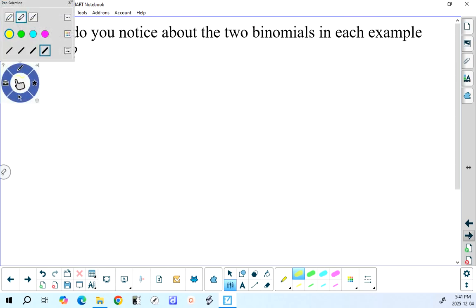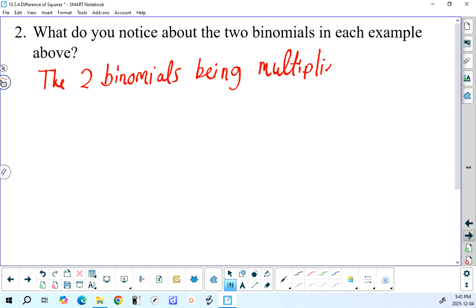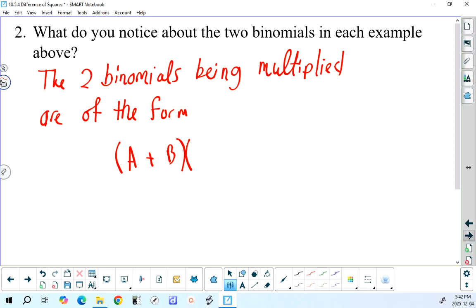So, the binomials, we can write it this way. The two binomials being multiplied are of the form something plus something and that same something minus the other something. They all look like this.